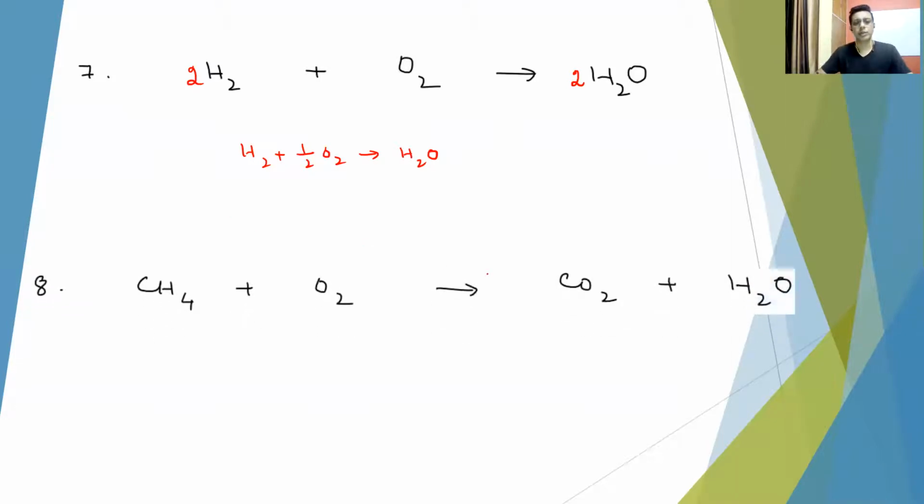So methane plus oxygen gives carbon dioxide plus water. Here also we'll keep hydrogen to be balanced at the last. We'll start with hydrogen. Hydrogen is 4 here, so place 2 here, hydrogen is balanced, 2 times 2, 4. Then carbon is already balanced. Oxygen is 2 plus 2, 4 on the right hand side, and on the left hand side you have 2. So place 2 here. Oxygen also becomes 4 and the reaction is balanced.